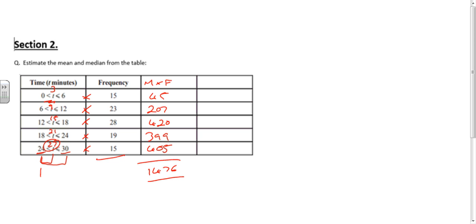You've then got to add together the total frequency. Don't divide by 5 because there's 5 categories. You add the total frequency. So 15 plus 23 plus 28 plus 19 plus 15, and it equals 100. And then you're going to do this number divided by this number. So 1476 divided by 100, and that equals 14.76.